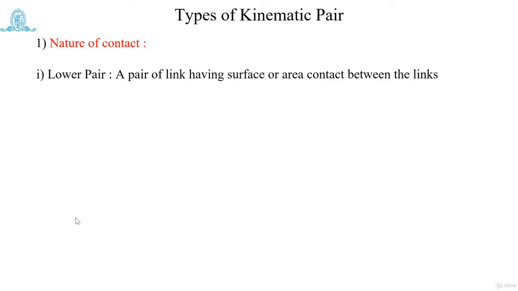The next category is according to the nature of contact, how the pairs are in contact. When you make a pair, the two links are connected and have a contact between them. Whether that contact is of a surface or area type: if a pair of links has surface or area contact between them, then that pair is called a lower pair.